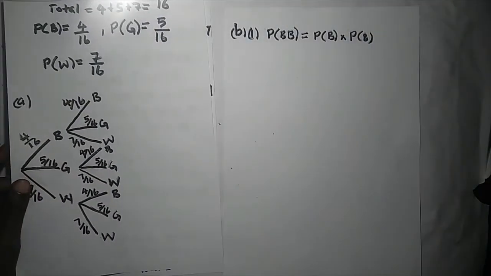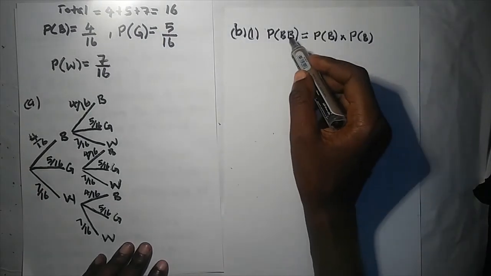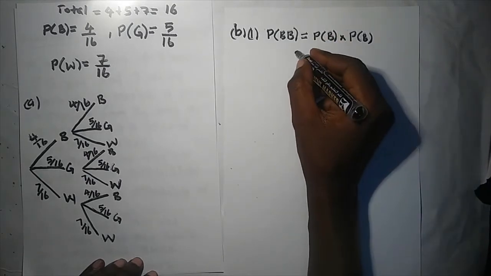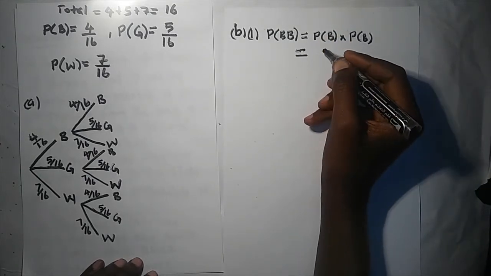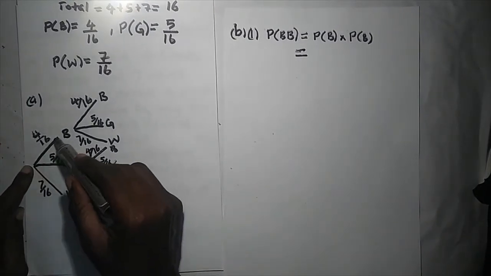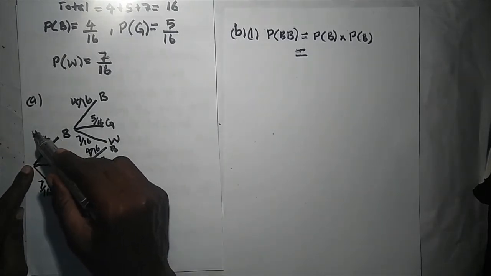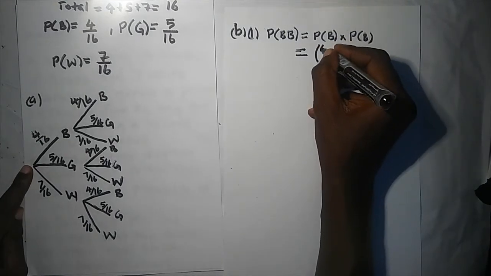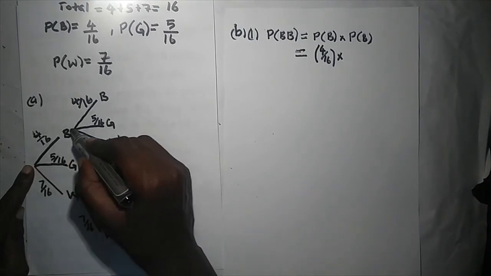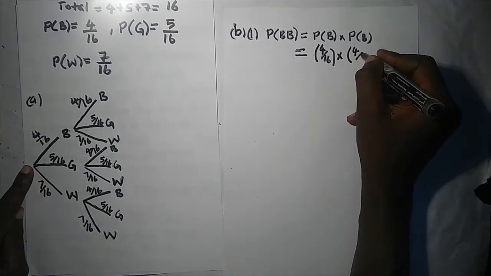Okay, so here is our tree diagram. I'll put it here so that we can see. So the probability of picking 2 black marbles is written like this. Probability of black times probability of black. So this is going to be equal to, now when you come to our tree diagram here, the probability of black, this is the first one, from the first branch here, probability of black here, which is 4 over 16. So you're going to replace here with 4 over 16 times, and then from this black here, you go to another black there, which is also 4 over 16. So you're going to have 4 over 16.